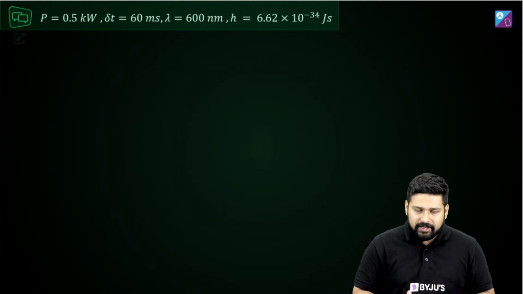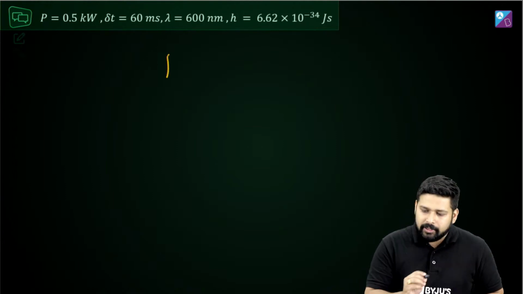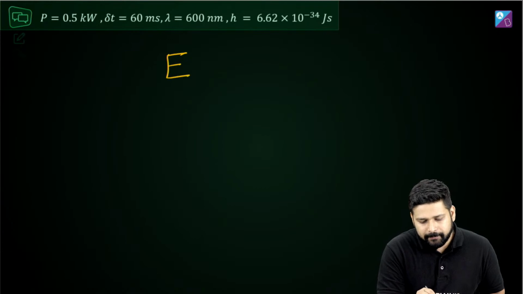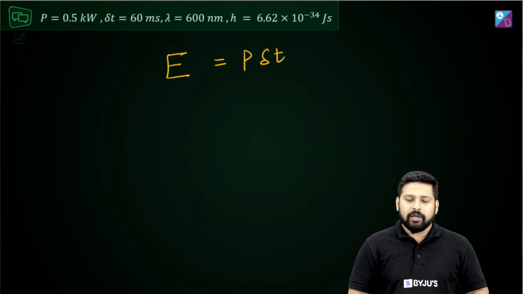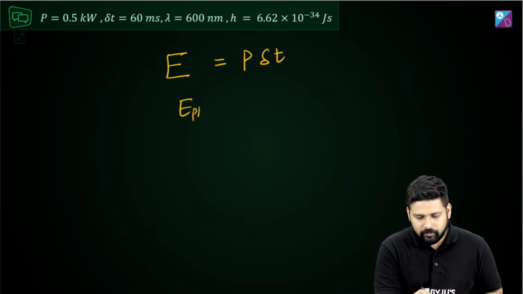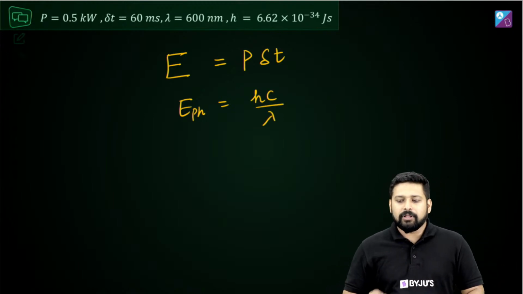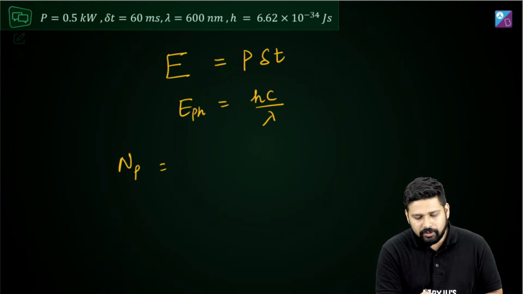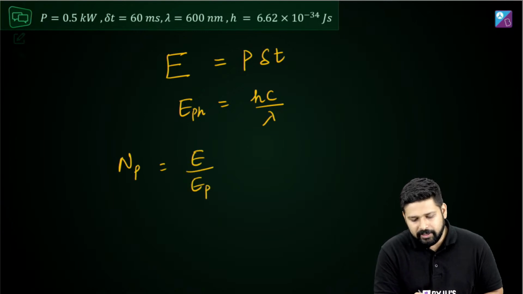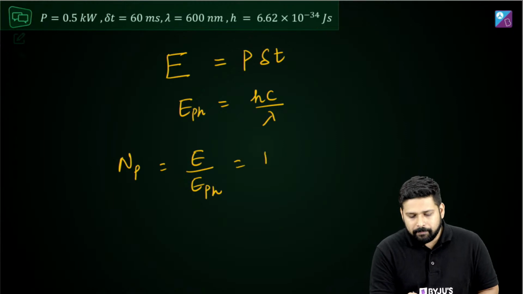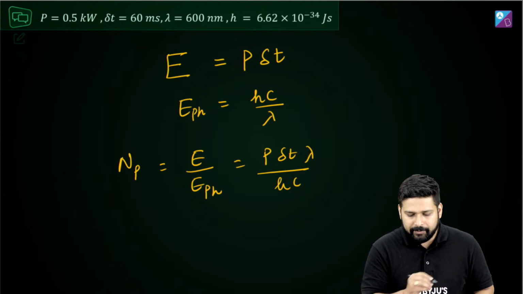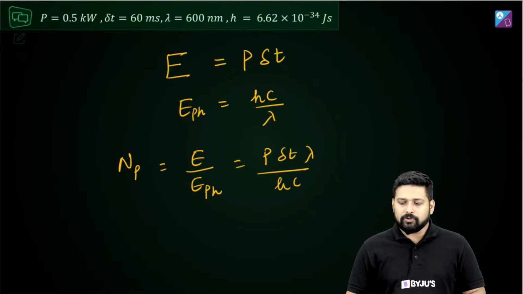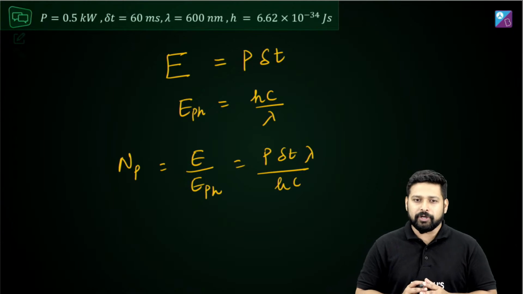The energy in one pulse will be how much? Energy in one pulse, let me write it as capital E. This is going to be equal to P times delta T. Energy of one photon, E_ph, is going to be equal to hc by lambda. The number of photons is going to be equal to E by E_ph, which is P delta T by hc over lambda.